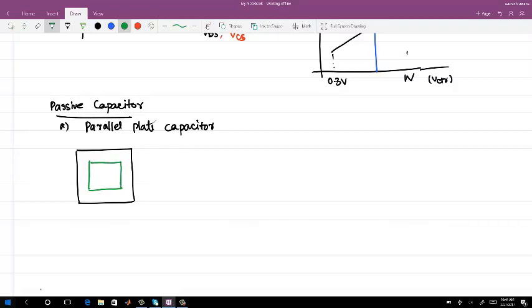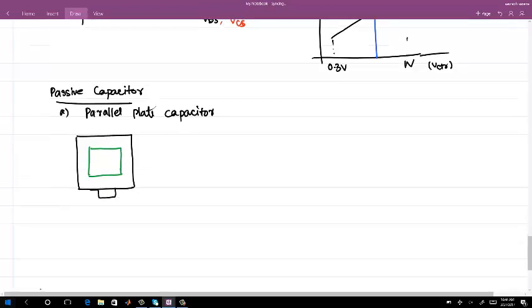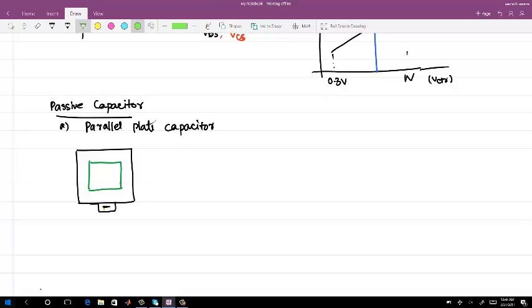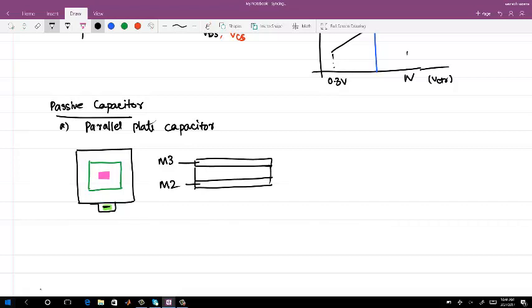You need to take a contact from both the plates. So I take a contact here and I take a contact from here. These are the two plates, and in between you have oxide. If I give you a side view of this: top metal, followed by an oxide, bottom metal. Let's say this is M3. Now what is M3 and M2? I'll tell you. And then you have maybe a thicker oxide and a substrate.